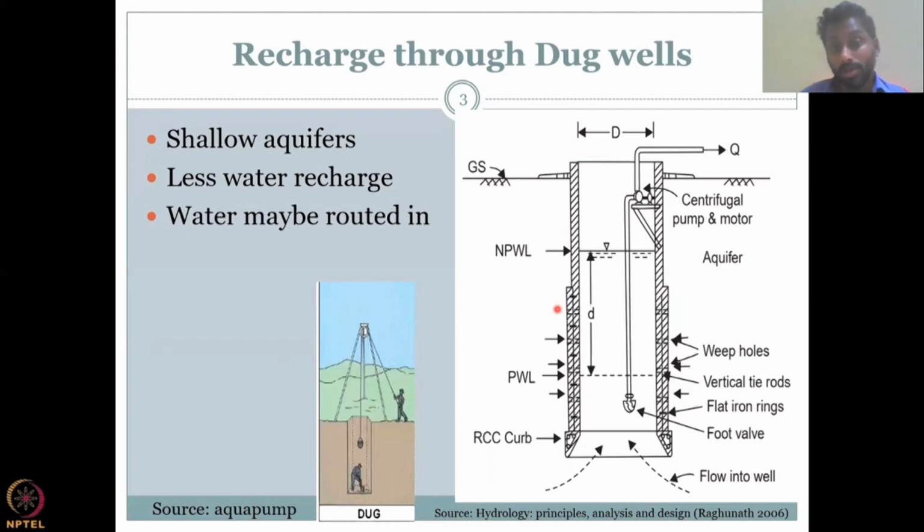Water may be routed into the wells. That is the only way to recharge these wells, which means you have to put water into the well, and from the well, the water would recharge into the groundwater.